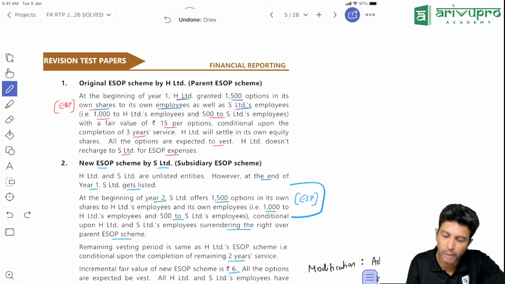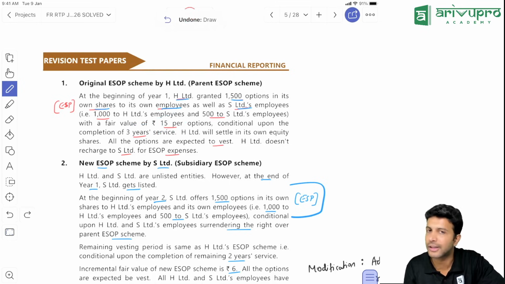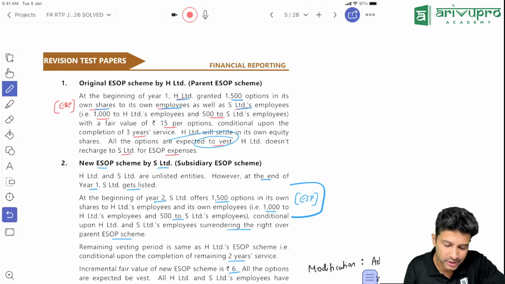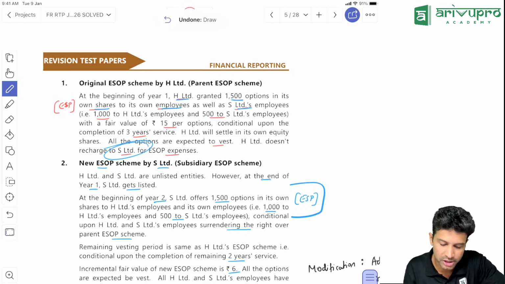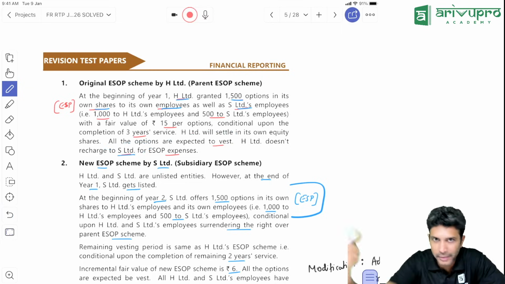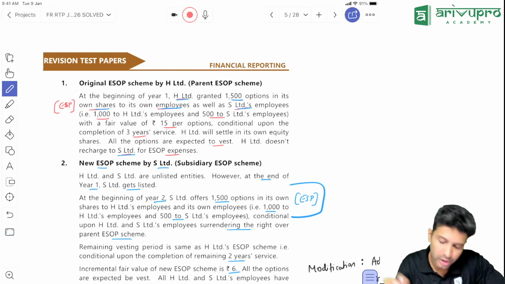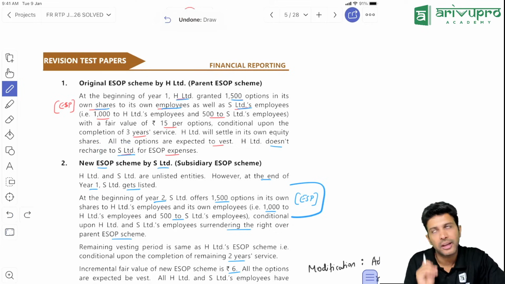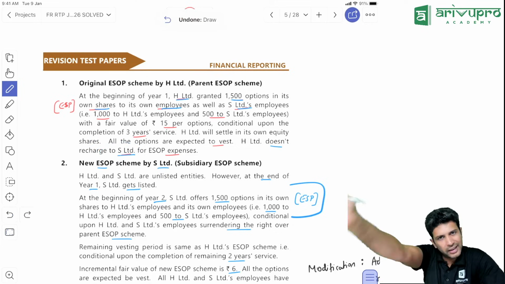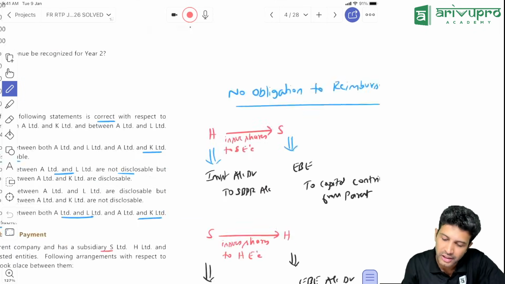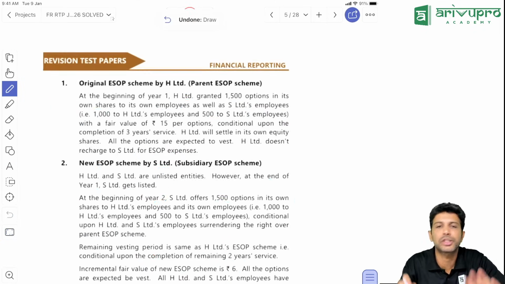The fair value of one option is 15. But there is a condition that they have to work for 3 years. Vesting period is 3. H will settle its own equity shares. All options are expected to vest. H does not recharge to S Limited. Meaning H is giving some benefit to S's employees. Is H taking it back? No, they're saying it doesn't recharge, meaning H will give this benefit and never take it back. Meaning this is a case where there is no obligation to reimburse.